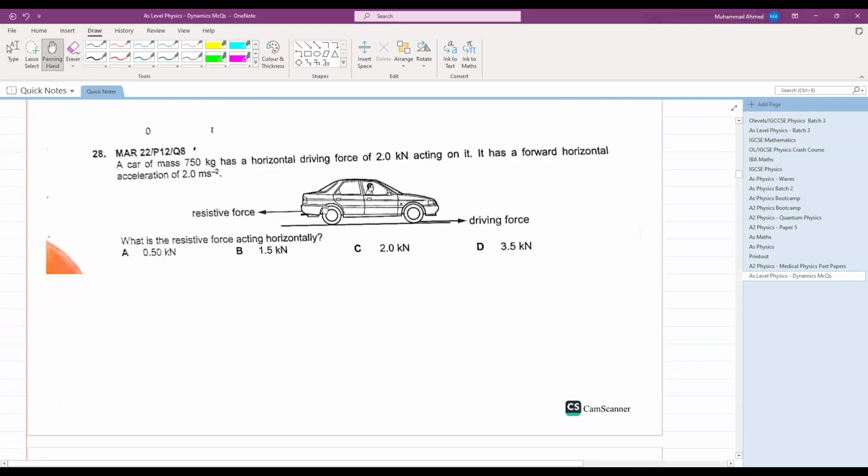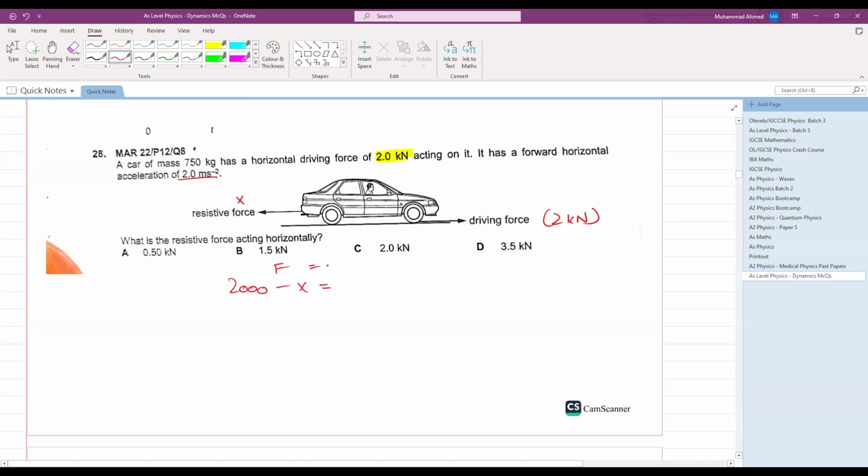Let's further move ahead. Okay, let's see this. A car of mass 750 kg has a horizontal driving force of 2 kilonewton. Perfect. So this is 2 kilonewton. It has a forward horizontal acceleration of 2 m s^-1. What is the resistive force x? We have to calculate x. So 2000 minus x is equal to ma.